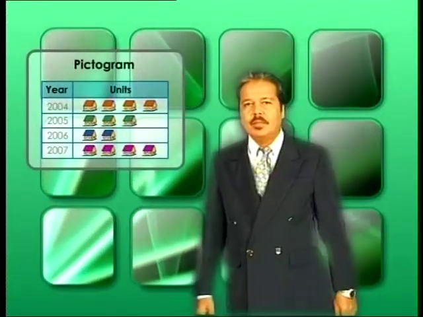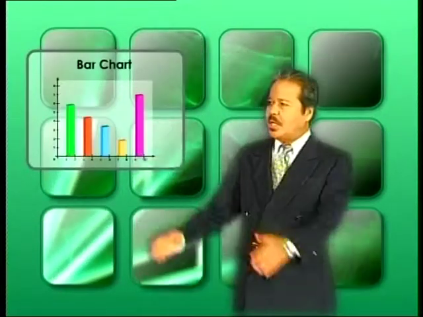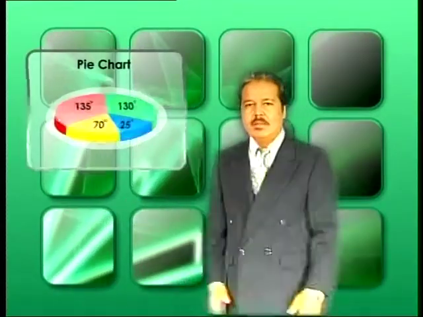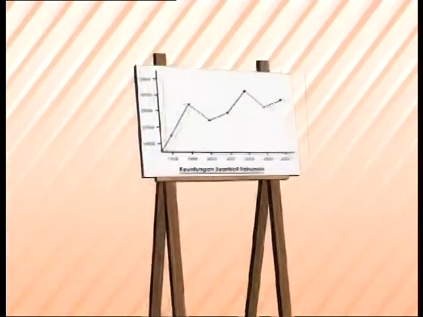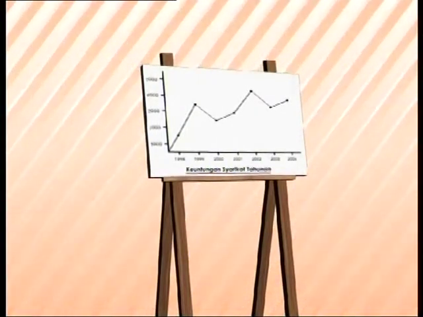We usually come across pictograms, line graphs, bar charts, and pie charts in newspapers and companies' annual reports. Data represented by these charts make it easy for us to collect certain information and allow us to trace any existing patterns. This information and these patterns allow us to make decisions.